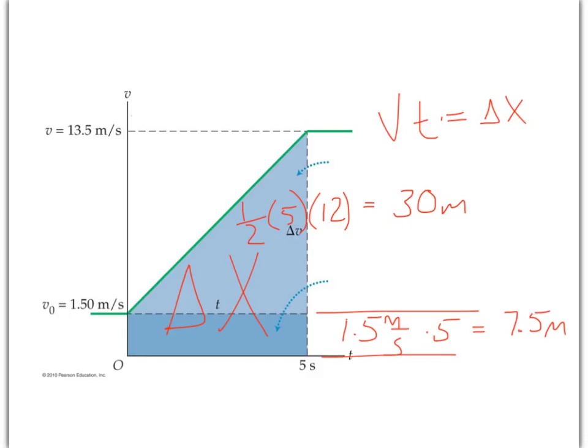All right? I hope that helps. Sorry this segment took a little bit longer than usual, but acceleration is some pretty heady stuff, and we're going to be looking at it a lot.